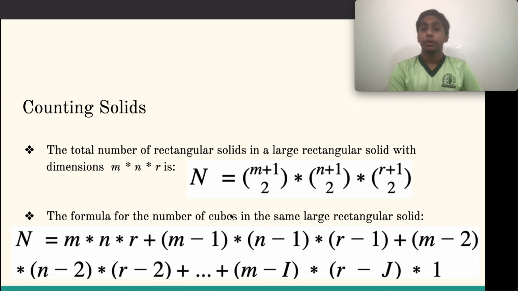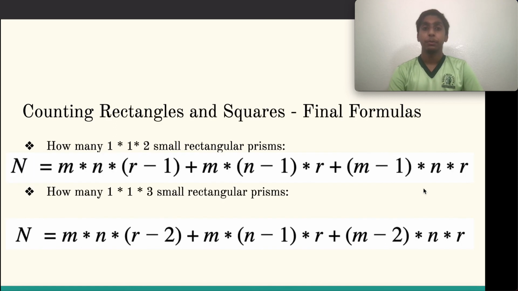And the formula for the number of cubes in the same large rectangular solid, well, that's m times n times r plus m minus 1 times n minus 1 times r minus 1 plus m minus 2 times n minus 2 times r minus 2, and so on till we get to m minus i until we get to j. So j would be like your n minus r value, so r minus j times 1. Again, this is one of those where you just keep going until you hit this i and j value. Okay, so I'm going to stay on the slide for a second in case you want to quickly take a screenshot of these formulas, and we can move on.